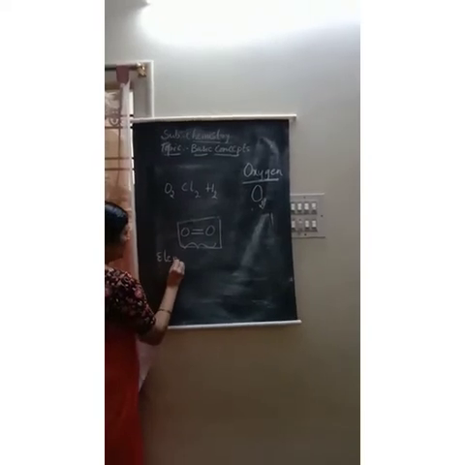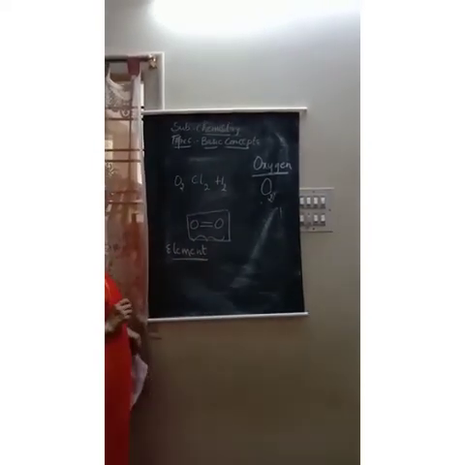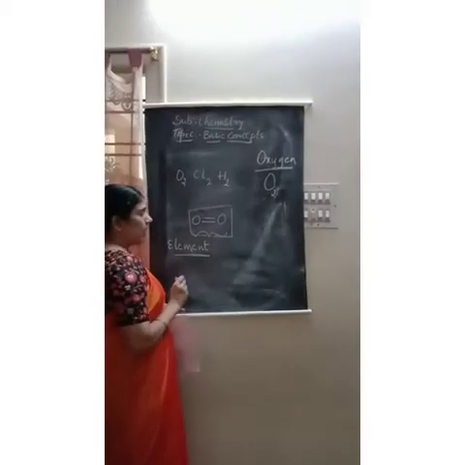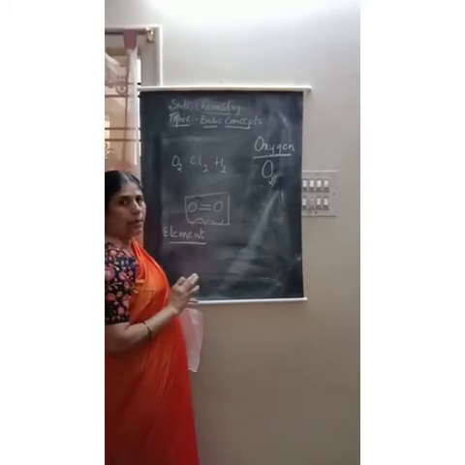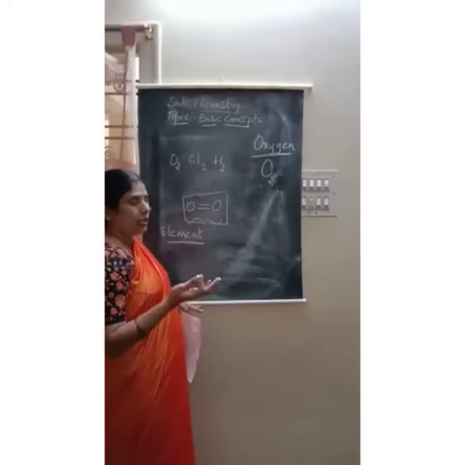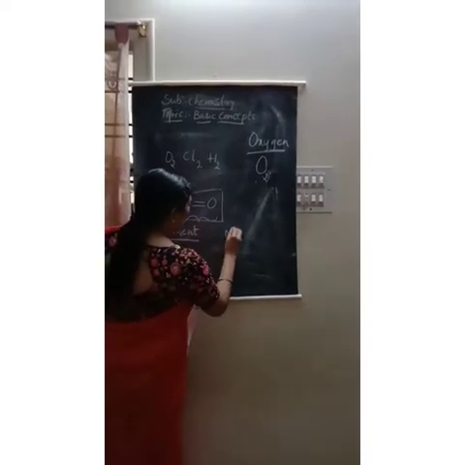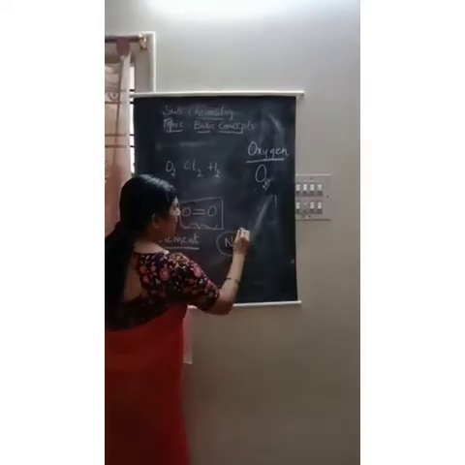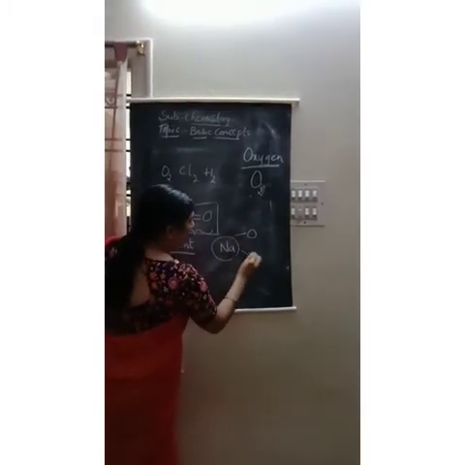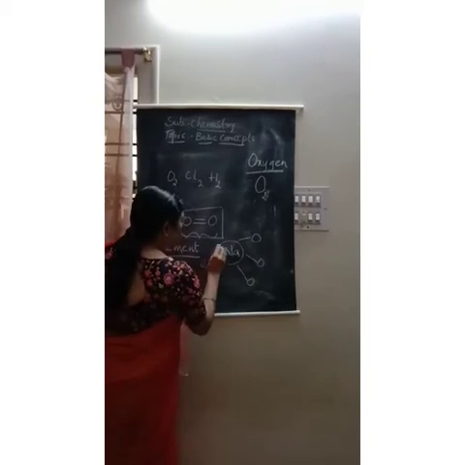Next one is element. Element is a substance made up of the same kind of atoms. Element is a pure substance made up of similar kind of atom. How can we say that? For example, sodium is made up of sodium atoms only.